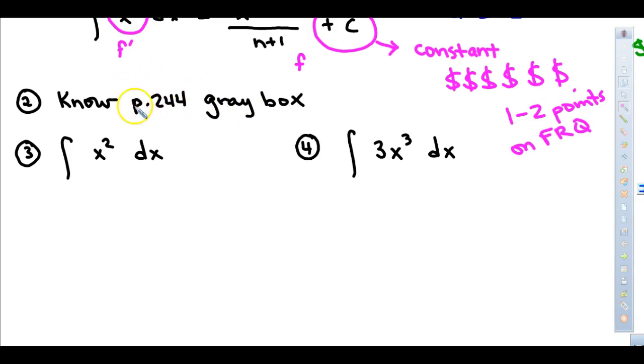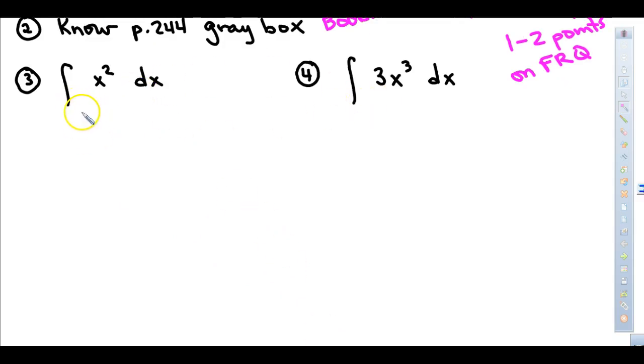So that is a really good page. You're going to want to bookmark that page, okay? Put a little sticky note there or something, but bookmark that page. It's going to come in handy, all right? So let's see how we're going to use that power rule on these two problems right here, okay?